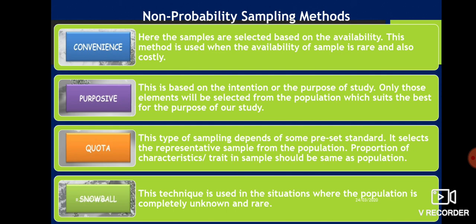The quota. This type of sampling depends on some preset standard. It selects a representative sample from the population. The proportion of a characteristic or trait in the sample should be the same as in the population. So it's just like a cluster in a way, but the term that we use in non-probability sampling is quota. The difference between probability and non-probability sampling, class, is the sample size. If you remember during our psychological statistics, I told you that if your respondents are less than 30, you no longer need probability sampling. Go straight to non-probability, because we cannot use statistics in less than 30. So what's the point? It would be too easy.